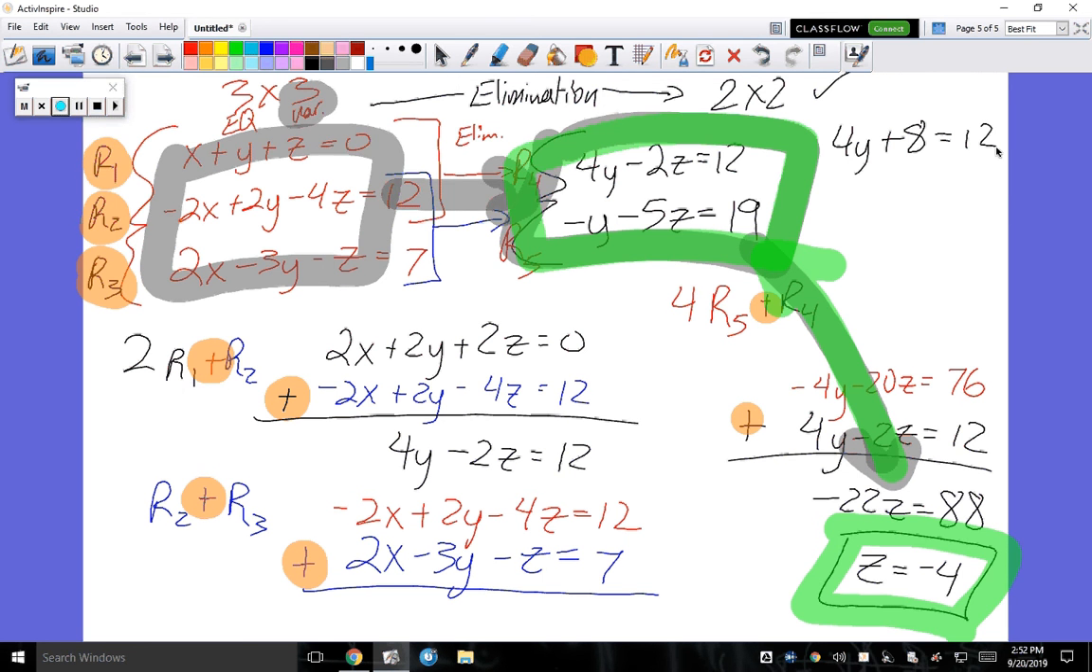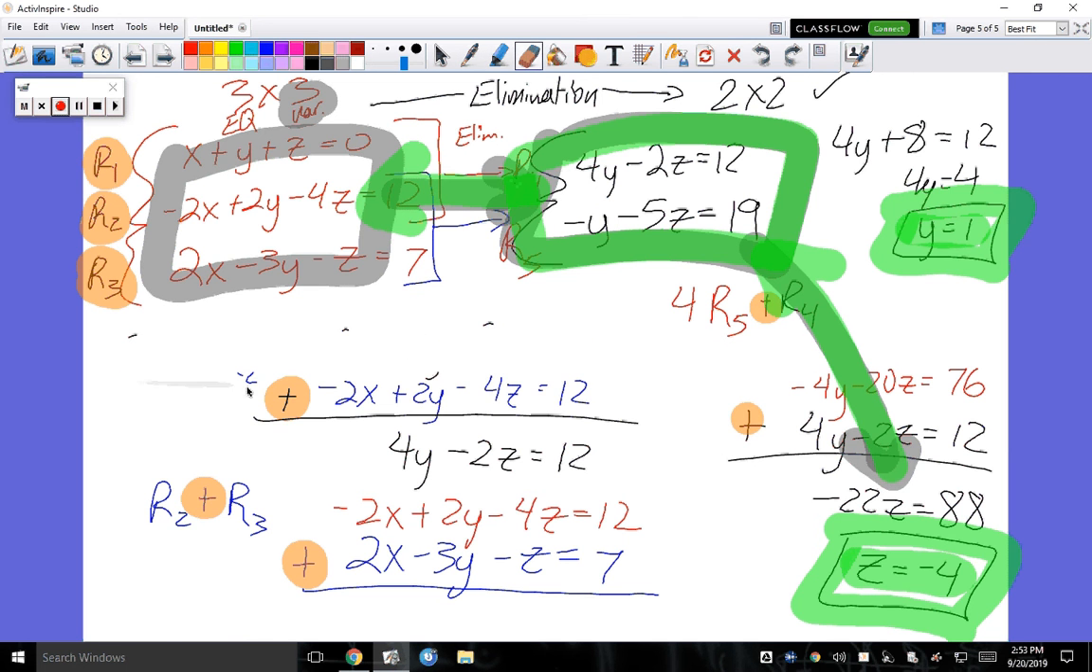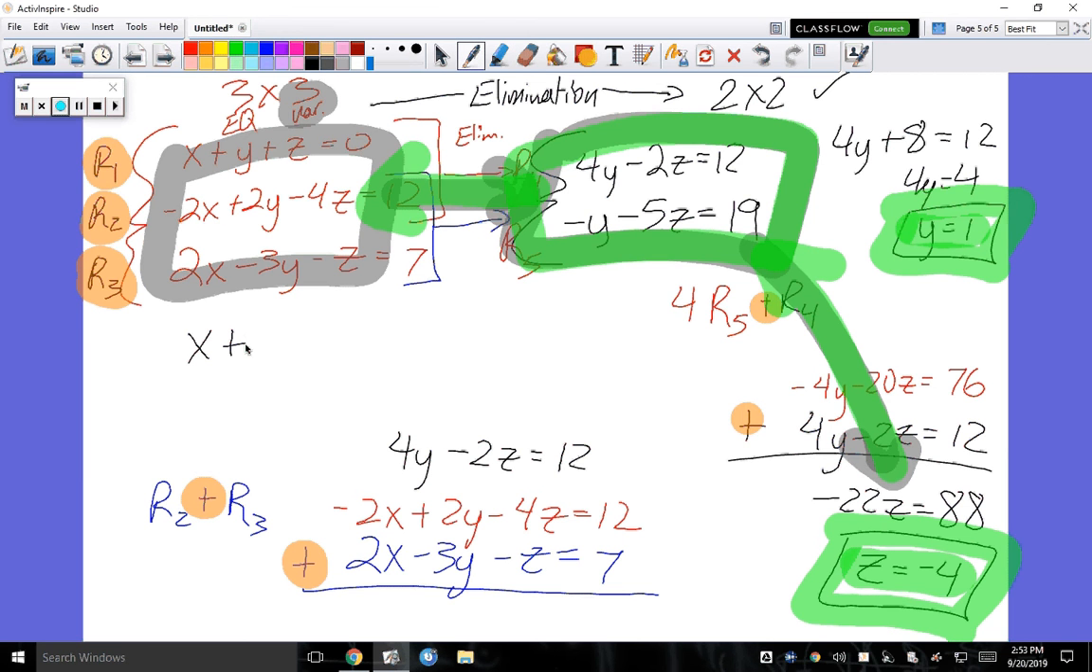Can you tell me, do the algebra real quick? What would I do? Subtract 8 and divide by 4, so y is 1. Now I have 2 of the 3 answers. Now I'm going to keep going back. Now both of these are going to go with me, and I'm going to use one of these 3 equations to solve for x. Okay? Let's say I use the first one. If I use the first equation, I would write x plus y, which was 1, plus z, which is negative 4, is equal to 0.